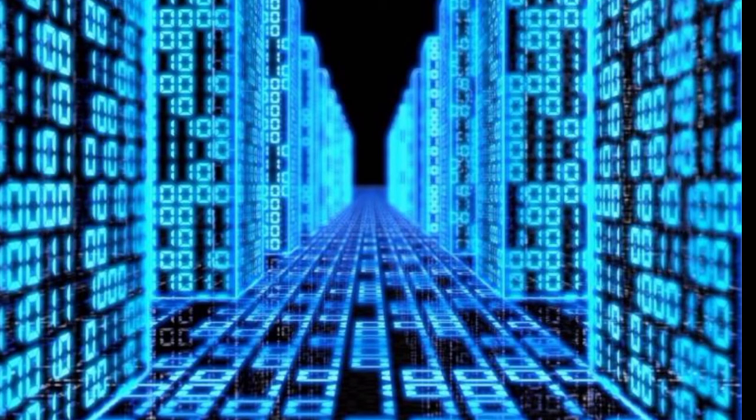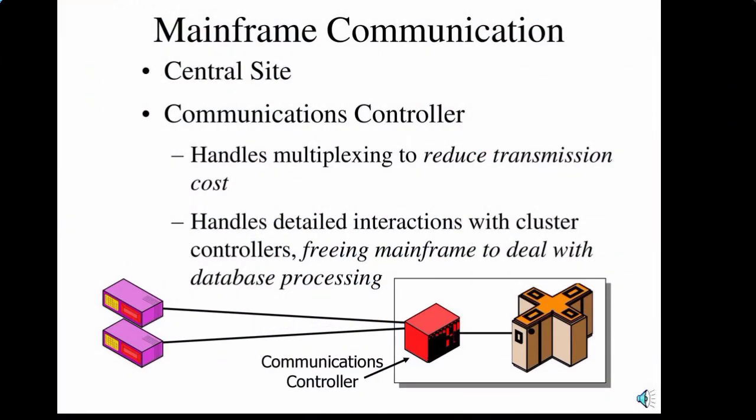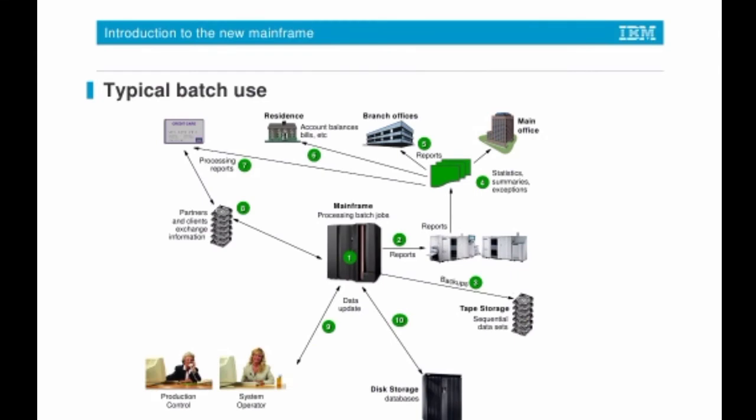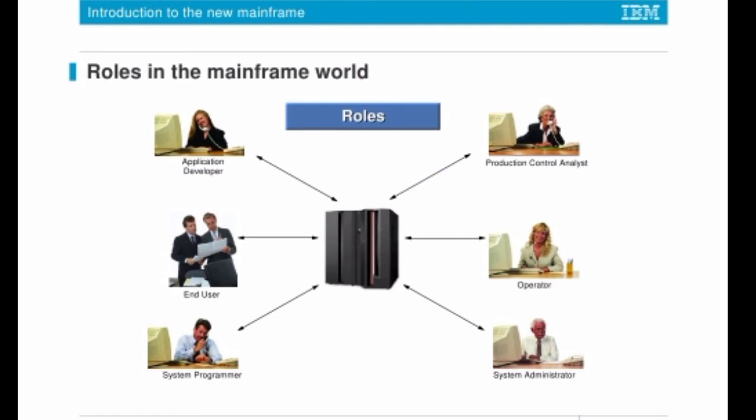In the next slide we see the mainframe transmission. Now we move toward mainframe communication. The central site communication controller handles multitasking to reduce transmission cost. It handles detailed interaction with cluster controllers, freeing the mainframe to deal with database processing. This is called mainframe communication. In the next slide you can see the mainframe working system. Large buildings and offices are physically and electronically connected with the mainframe computer system.